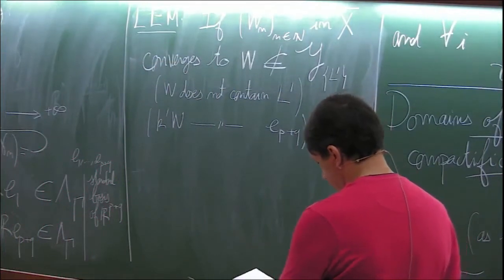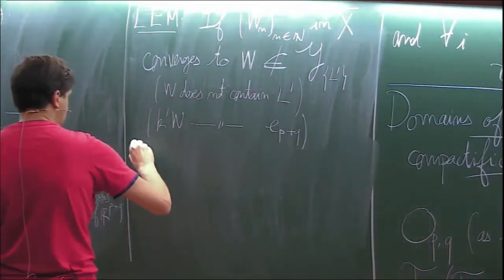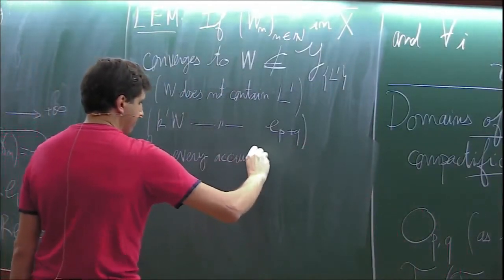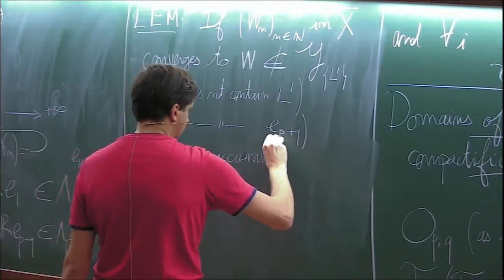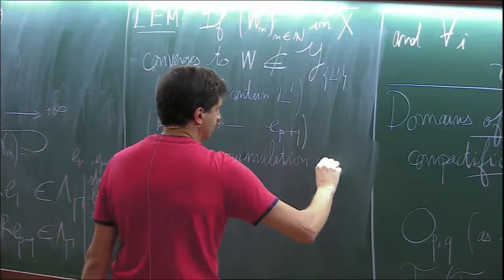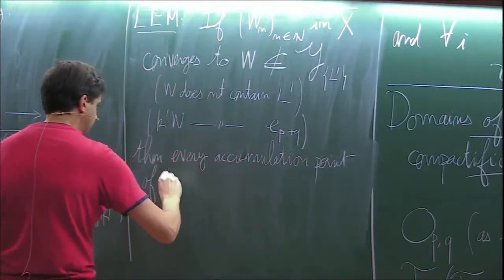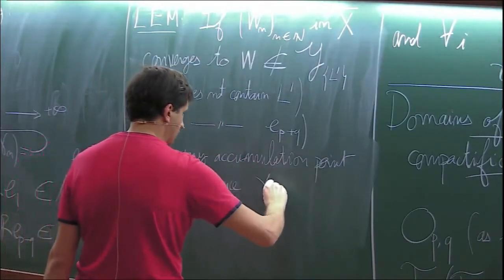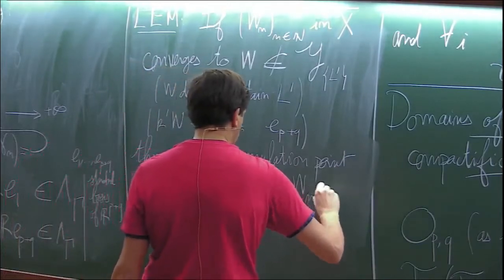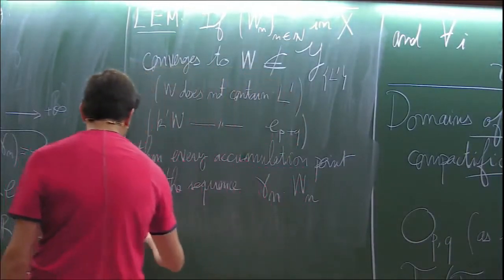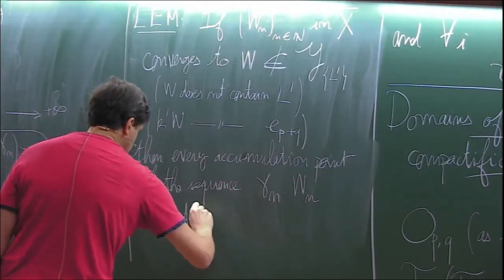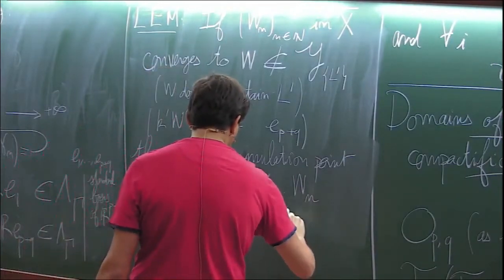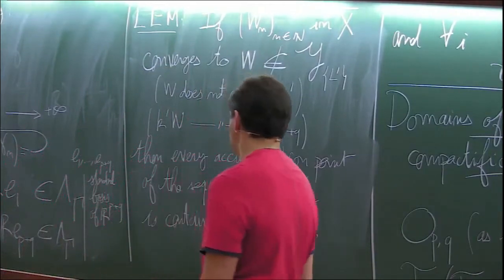And yes, what happened then? So every accumulation point of the sequence gamma n Wn is contained in the line that is orthogonal to L.